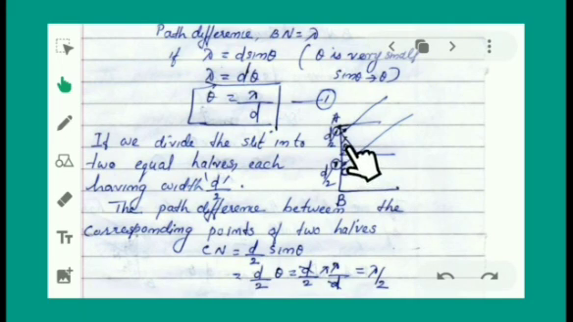That means the path difference between the waves from the corresponding points of the first half and the second half is lambda by 2. That means the phase difference is pi. That means these two waves are out of phase, so they interfere destructively. So the point P corresponds to a minimum point.